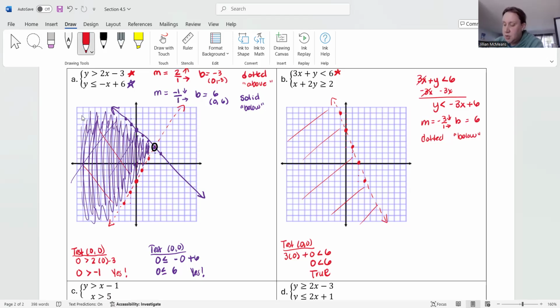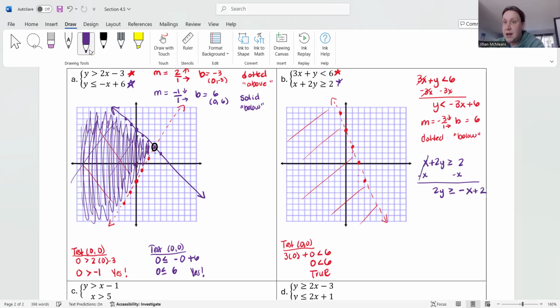Okay? So let's look at the second line. We'll do it in purple. So for the second line, I have x plus 2y is greater than or equal to 2. Okay? I want to subtract x first. Please forgive me. Subtract x. X minus x is 0. 0 plus 2y is 2y, which is greater than or equal to negative x plus 2.